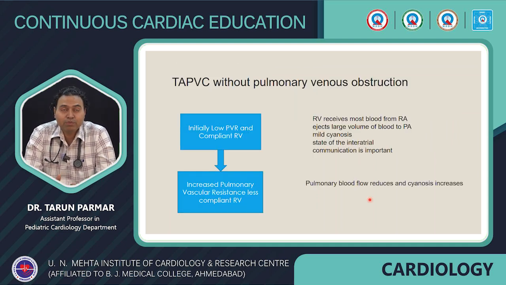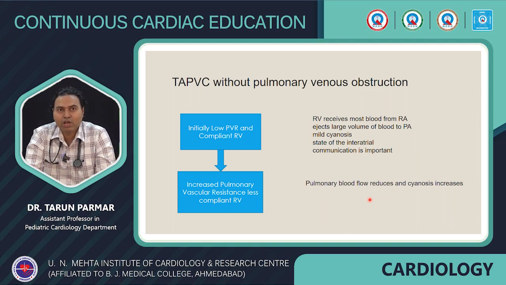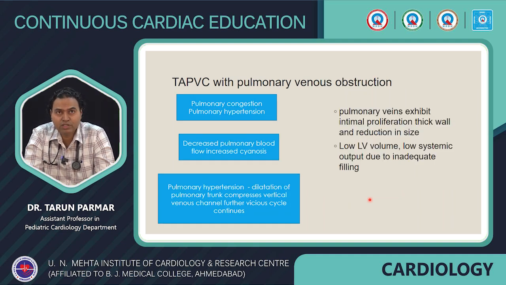So this is TAPVC without pulmonary venous obstruction. The RV receives most of the blood from the RA, then ejects a large volume of blood to the PA. There is mild cyanosis, and the state of the interatrial communication is very important. The RV is dilated and the PA is dilated. Initially there is low PVR, so there is increased QP, and there is a compliant RV. As time progresses, there is an increase in pulmonary vascularization, and then a less compliant RV. In that case, the pulmonary blood flow reduces and cyanosis increases in the later stage of this TAPVC without pulmonary venous obstruction.